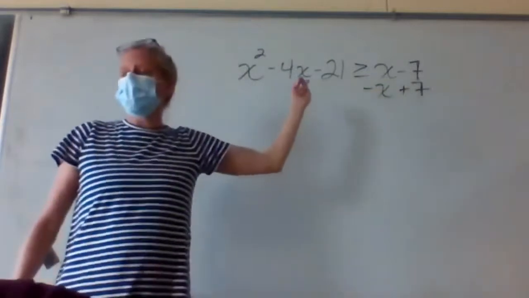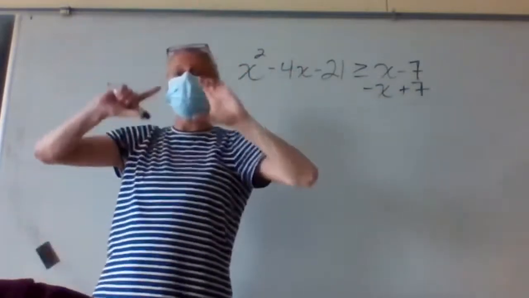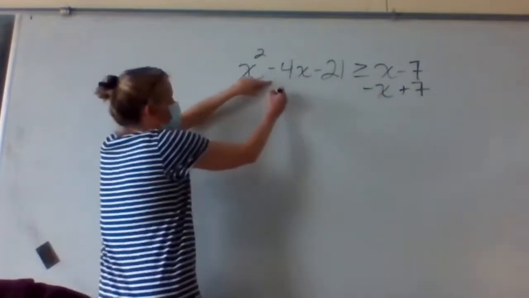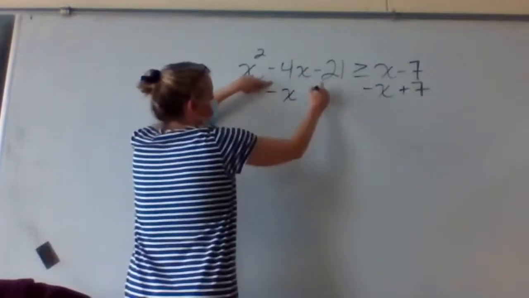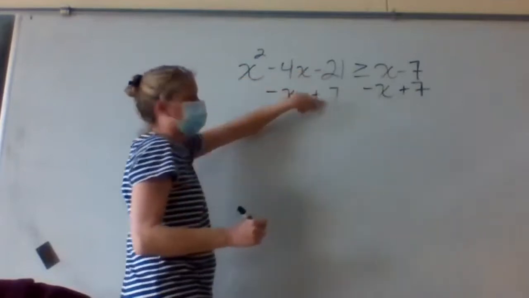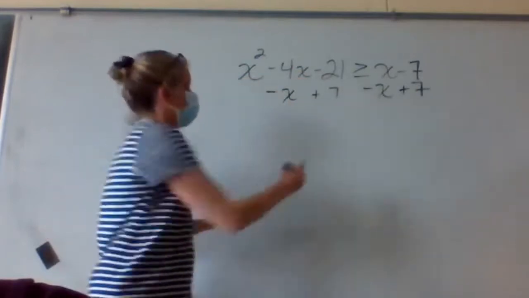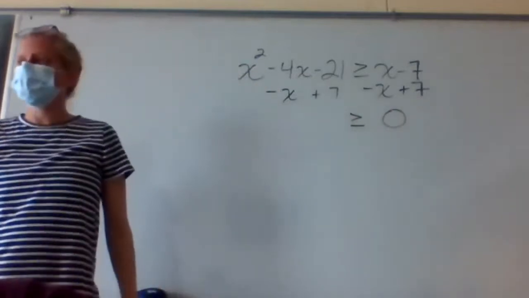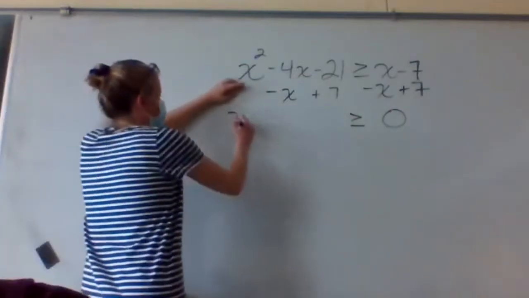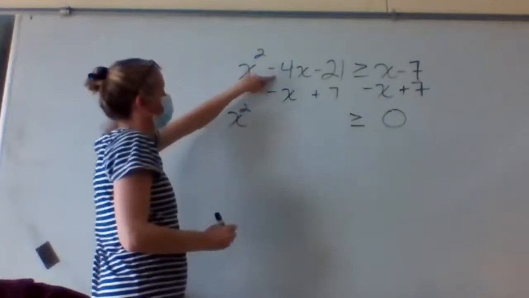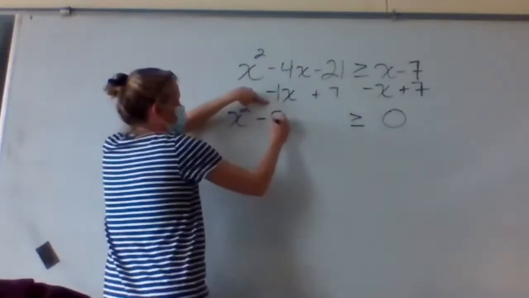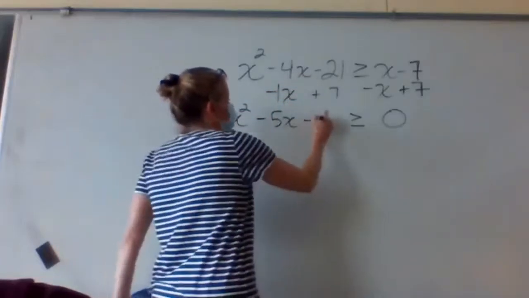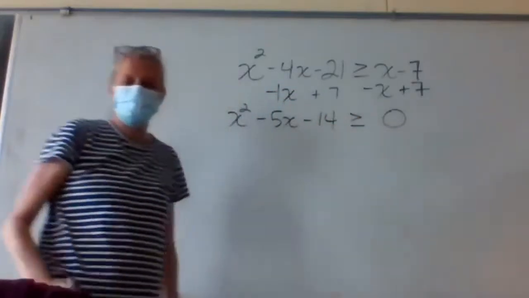I'm going to do the same two things over on the left side. Make sure you line them up under their like terms. So this minus x needs to go under the other x. That plus 7 needs to go under this other constant. So I still have greater than or equal to. Now my right side is a 0. Over here, I've got x squared. Negative 4x minus 1x gives me negative 5x. Negative 21 plus 7 gives me negative 14.